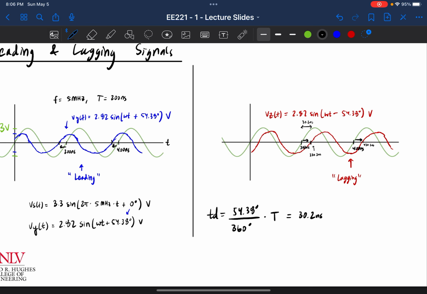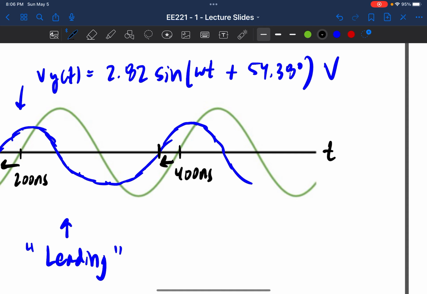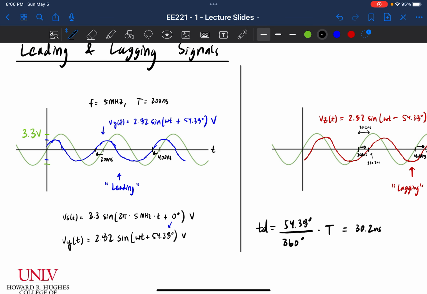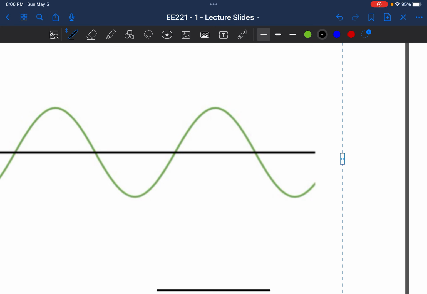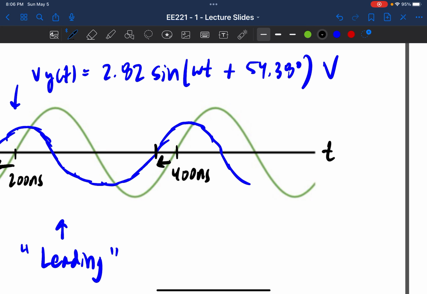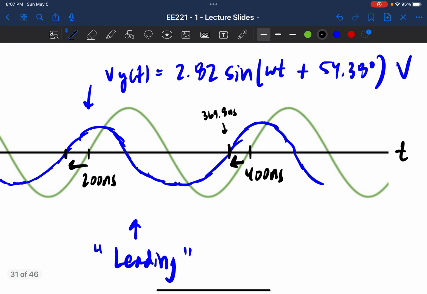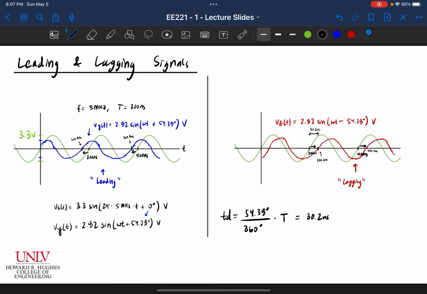The same would be the case on this side, except going the other direction. So I'd have to subtract 30.2. So this would be, what, 369.8 nanoseconds, and then this one would be 169.8 nanoseconds. Okay, so that's all I wanted to cover there, is time delay.